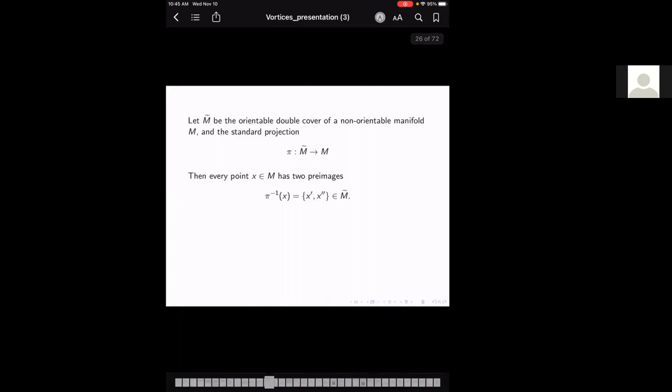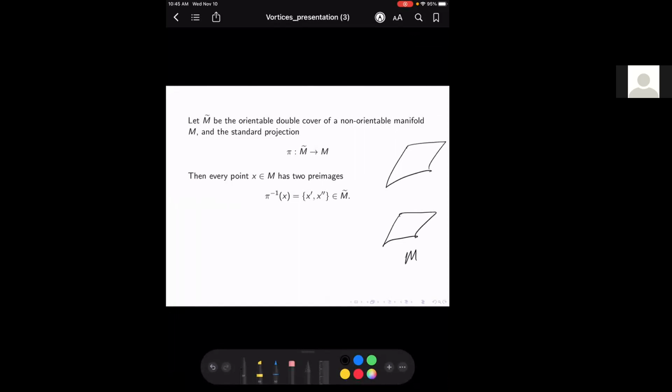Now, we consider a non-orientable manifold M and its orientable double cover M tilde, which I'm going to be drawing like this very primitively. And it will be a connected manifold because M is non-orientable. And there is the standard projection pi from M tilde down to M, where the preimage of a point x on M under pi will be two points x prime and x double prime belonging to M tilde.